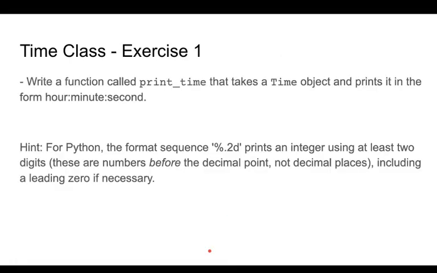So for your first exercise, try to write a function that prints out time. It takes in a time object and prints it in the form hours, minutes, and seconds with colons in between them. For Python, this is using print formatting, so %.2d prints an integer with at least 2 digits. Even if it has a single digit, it puts a leading 0 there, so that's going to be really useful. You can pause and think about what that function will look like.